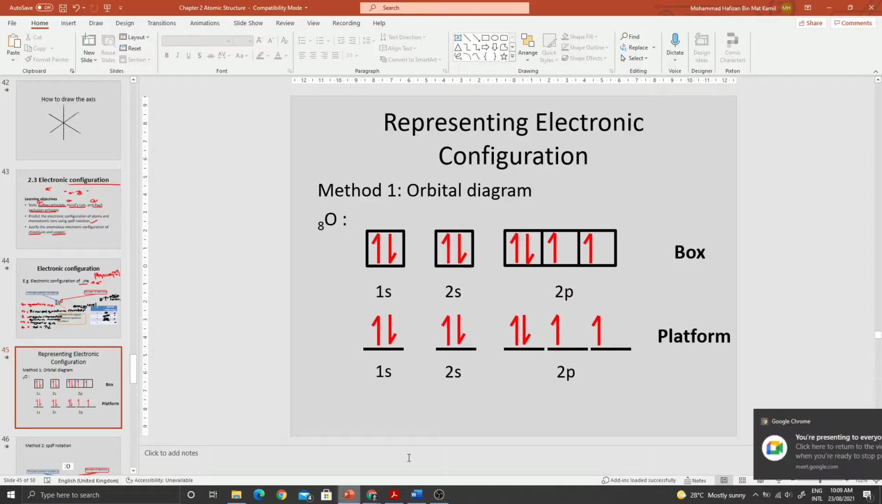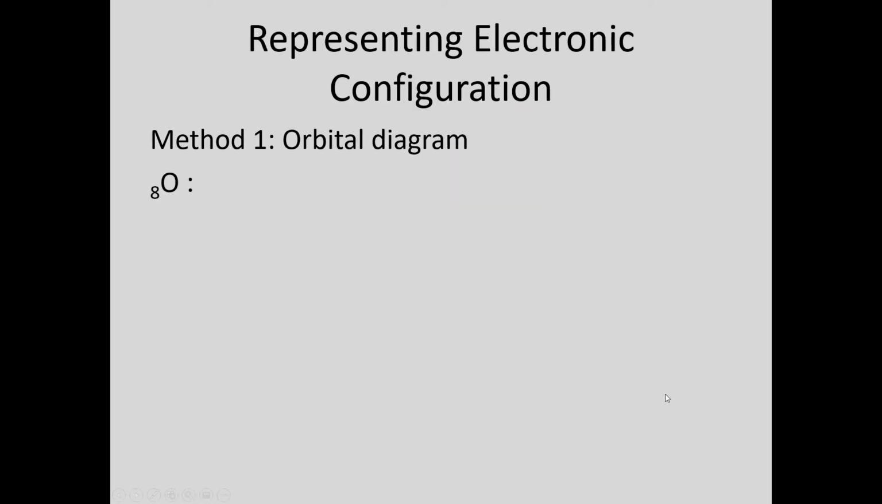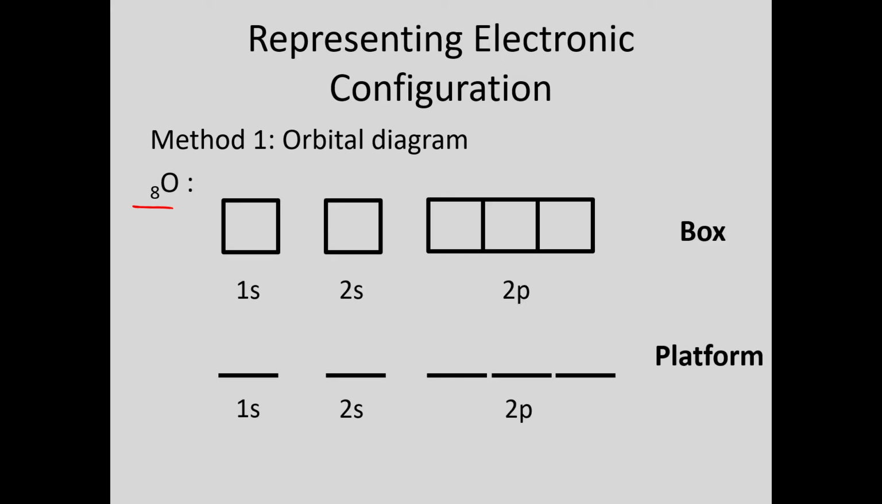Alright. So, kita tengok cara kita tulis the electron lah. Kita nak configure dia. So, contohnya untuk oksigen. Oksigen ada 8 elektron. So, macam mana ke 8 elektron dalam oksigen ni duduk? So, we have 2 ways nak tulis lah. So, we have box and platform.